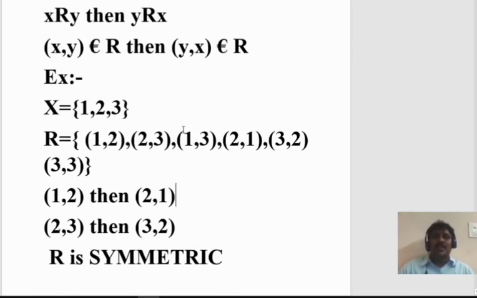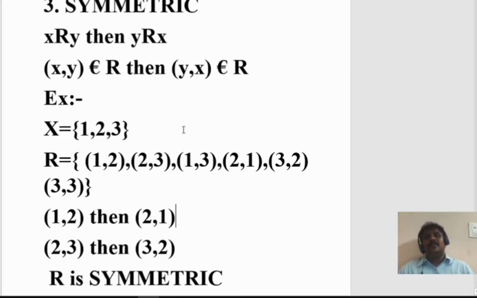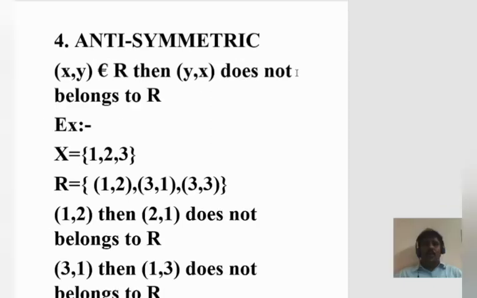So this is a best example of a symmetric relation. Symmetric means x is related to y, then y is related to x, or if xy belongs to R, then yx belongs to R. So this is the symmetric property. Now we consider another condition, number 4, that is anti-symmetric. Anti-symmetric means if xy belongs to R, then yx does not belong to R. So this condition is called anti-symmetric.